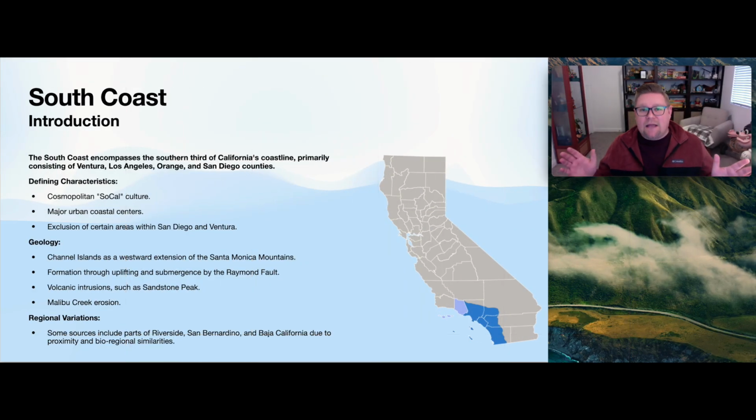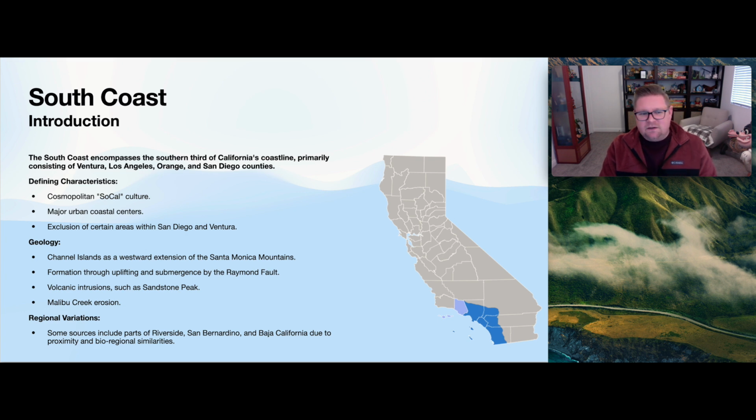All right, we did it. Now we're at the southernmost part of our state, the South Coast. The South Coast encompasses the southern third of California's coastline, primarily consisting of Ventura-ish, but Los Angeles, Orange, and San Diego counties. Defining characteristics: SoCal culture. SoCal, dude, right? That's this area. Major urban coastal centers, with exclusion of certain areas of San Diego and Ventura.